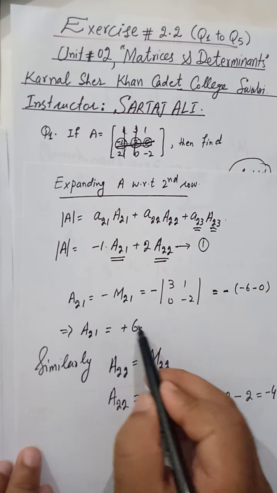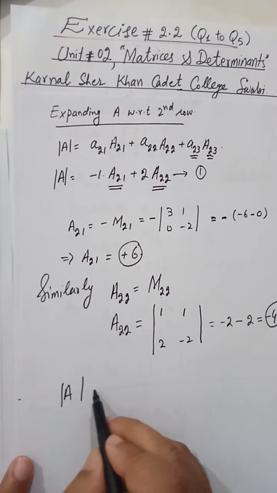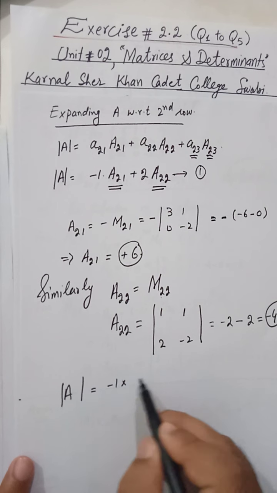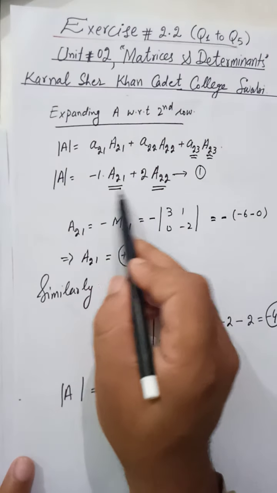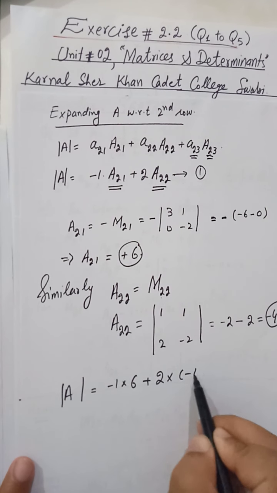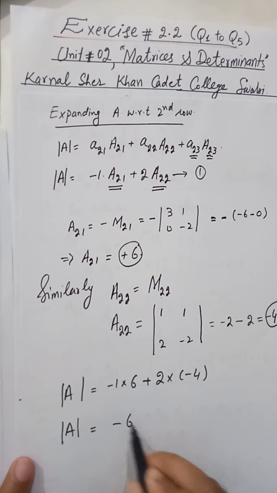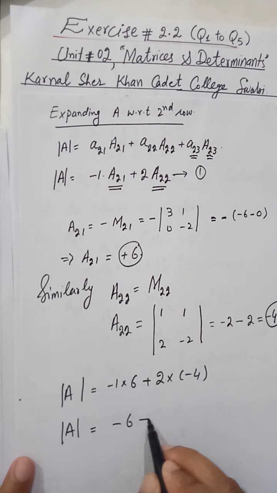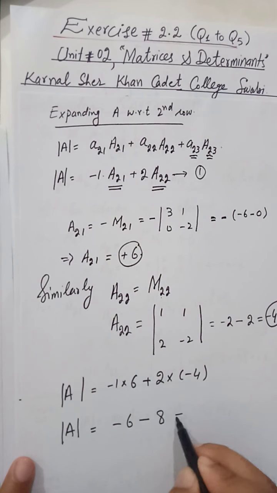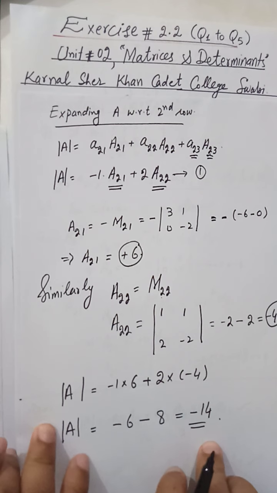So put this in equation number 1. The determinant of A will become minus 1 multiplied by plus 6, because the value of A21 is plus 6, plus 2 multiplied by minus 4. So the determinant of A is minus 6 minus 8, which is equal to minus 14. So this is the determinant of the matrix A.